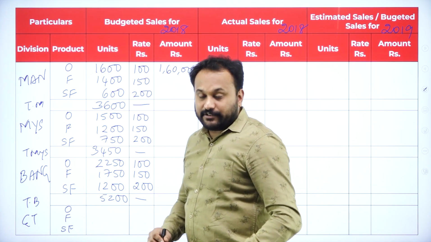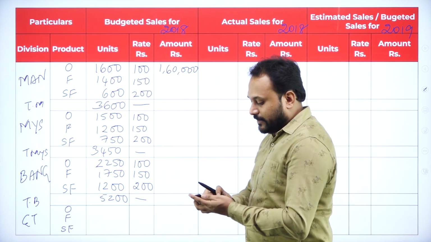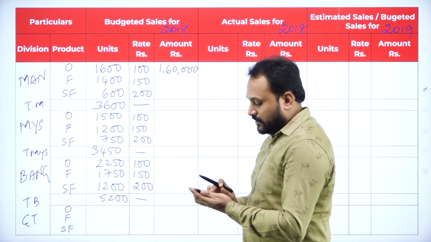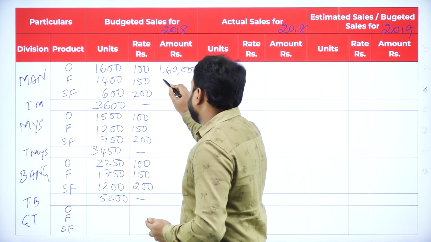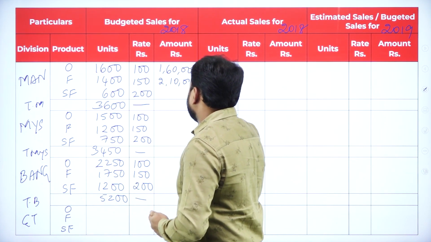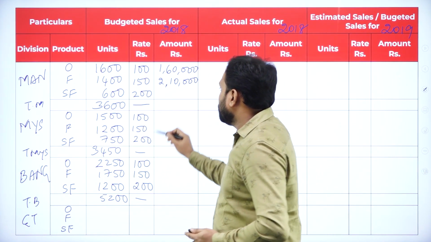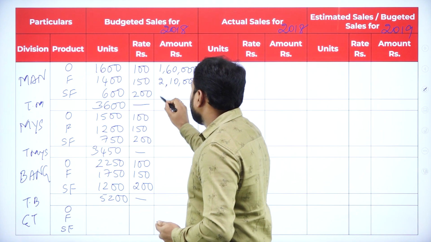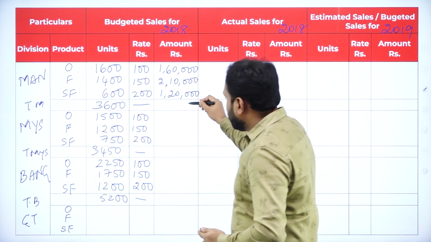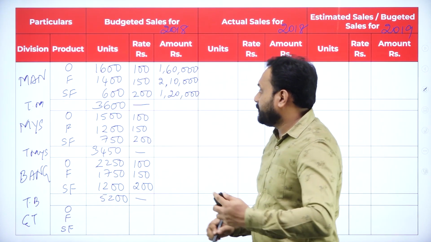1,400 into 150, if you go with it. 14 and 150, let me calculate this. 14 into 15 is 2,10,000, is what we got. Now 6 2s is 12, so we have 1,20,000. You need to add and then put the answer here. This is what your homework is. You people need to do it.